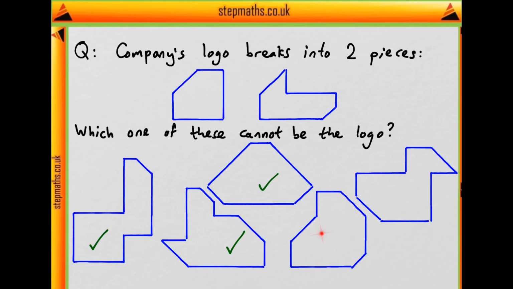Now what about this fourth one? So it looks like we have the outline of this shape number 1 in this corner here, but the shape that's left is clearly not the same as shape number 2. But is there anywhere else we can put shape number 1 in this picture?